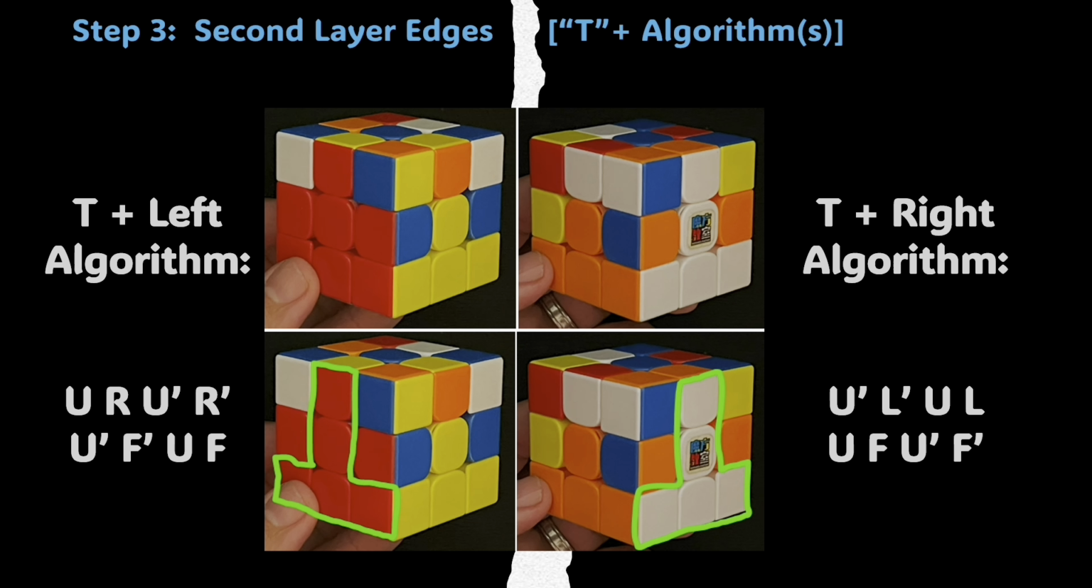If the T is on the right side, as we look at the edge piece that we're trying to solve, then we're gonna do a mirror image algorithm. We're gonna start holding that T again, facing us, so the T is on the F face. And then we're gonna do this algorithm. U prime, L prime, U, L, U, F, U prime, F prime. And now that we've completed that algorithm, the edge piece is solved.